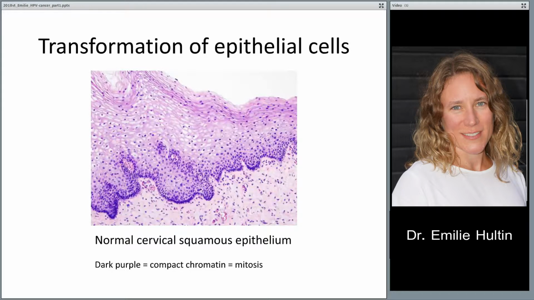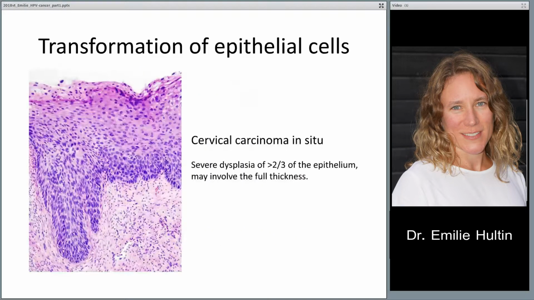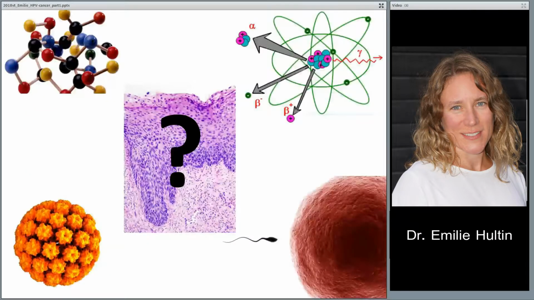Here we see the normal cervical squamous epithelium, and the dark purple color represents cells that are undergoing mitosis, cell division. So the dark purple color is compact chromatin. In this next picture, we see that these cells have now transformed into cervical carcinoma in situ, and more than 2/3 of the epithelium shows severe dysplasia.